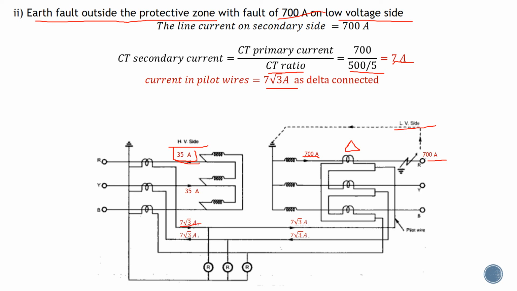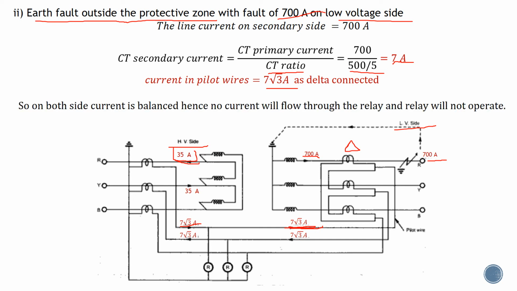Now, as you can see here in the figure, on the high voltage side, the CT secondary current value is 7 root 3, which is flowing into your pilot wires. In the same way, looking at the low voltage side, the pilot wires here are also carrying the current of 7 root 3 ampere. Thus, the relay coils will not be getting any current, and the relay will not operate in this case.